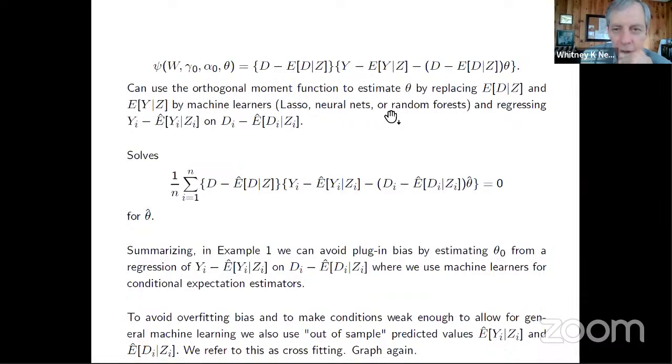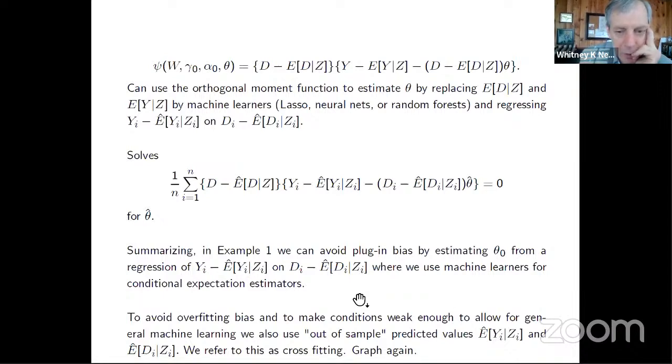You can use lasso, neural nets, or random forests, and then you regress the Y residual on the D residual. You take the machine learning residual here, you regress it on the machine learning residual for D, that gives you a theta hat. That is your debiased machine learning of theta, okay? And this avoids the plug-in bias. This gets rid of the plug-in bias. Okay, so we're gonna look at that here in just a minute.